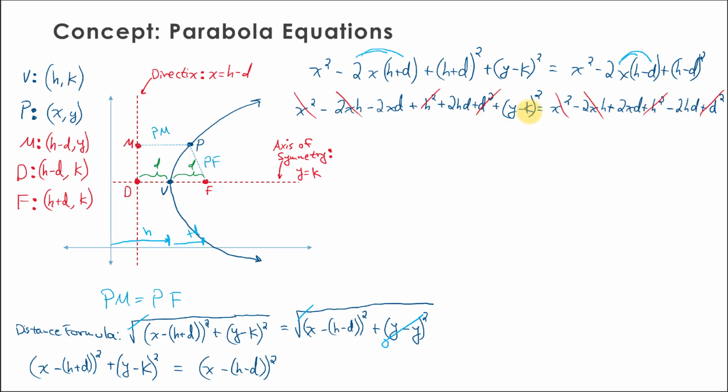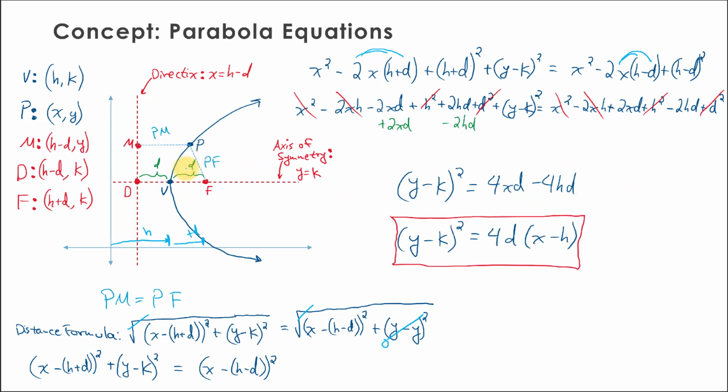Now I want to get this y minus k quantity squared all on its own, so I'm going to add 2xd and subtract 2hd. And what I get is y minus k quantity squared equals 4xd minus 4hd. From here, I can go ahead and factor out a 4d. Again, d is the distance between the vertex and the focus and the vertex and the directrix. And I'm left with this generic formula for our parabola equations.